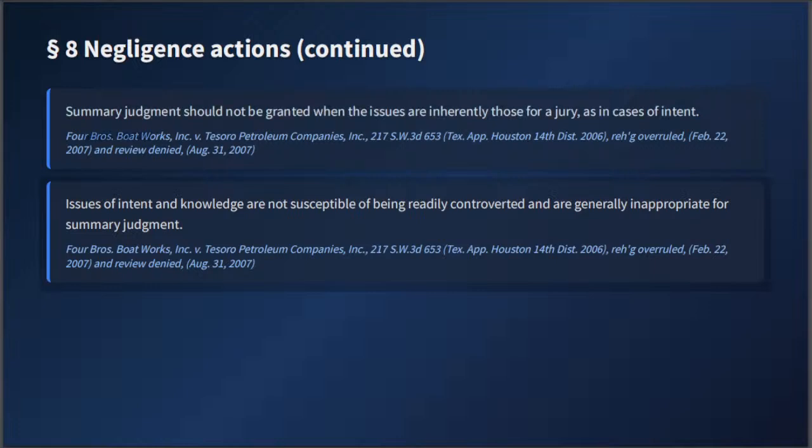And that's, again, the four brothers and Tesoro Petroleum. Issues of intent and knowledge are not susceptible of being readily controverted and are generally inappropriate for summary judgment. Same case with the four brothers.